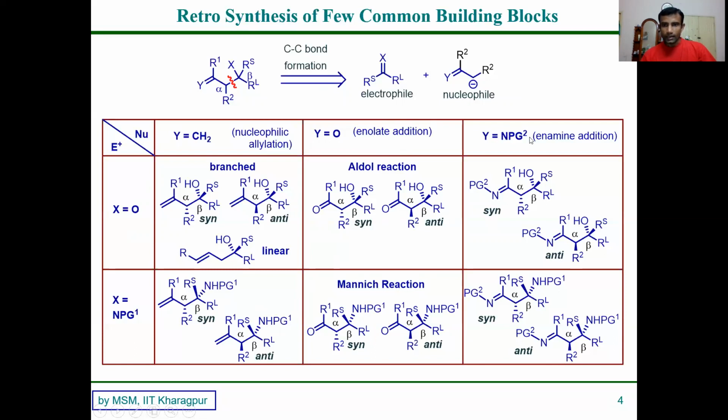Also, you can take an enamine as a nucleophile, adding to an aldehyde, and you get a beta-hydroxyimine, and the imine can be converted to several other groups. Like you can add another nucleophile here, or you can reduce it to get an amine. So many things we can do.